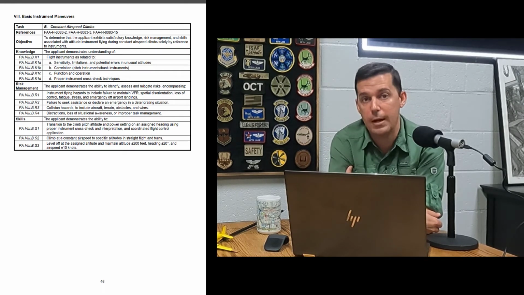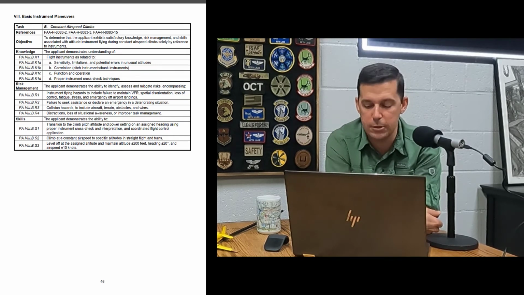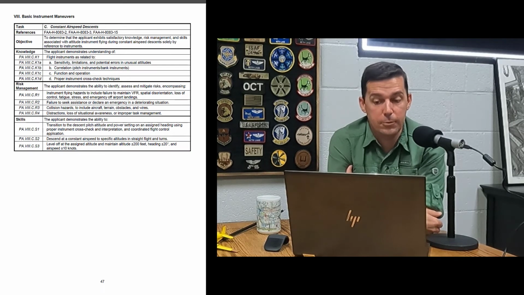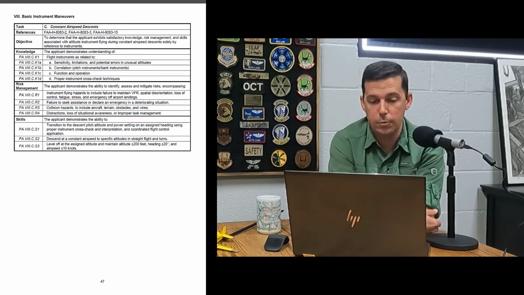Well, that rapid head movement is a great way to induce spatial disorientation. So we might have a discussion about that. Constant airspeed descents are very similar to constant airspeed climbs. It's just the opposite. We're descending. That's how descents work. Who knew?